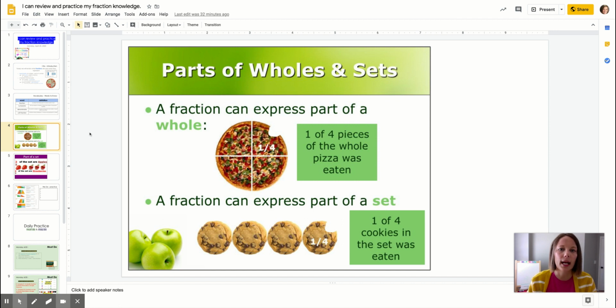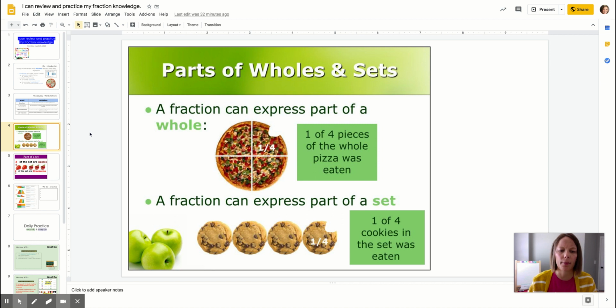Now, when we talk about fractions, we can talk about fractions as parts of a whole. For example, again, here's another pizza. This shows us 4 equal slices again, and it also shows us that there's one piece that has had a bite taken out of it. So if I'm looking at this part of a whole pizza, I would say that one of the 4 pieces has been eaten. So 1/4 of the whole has been eaten.